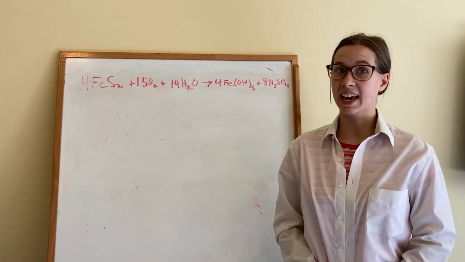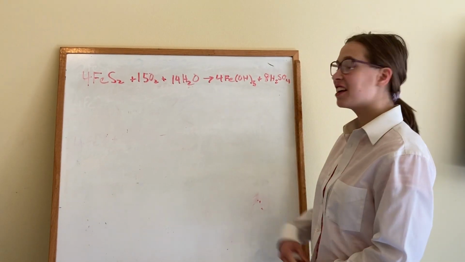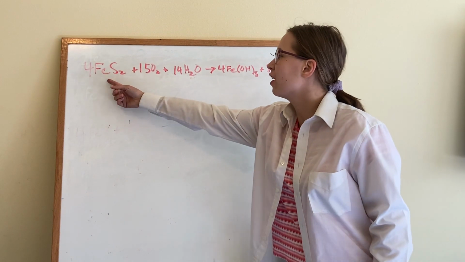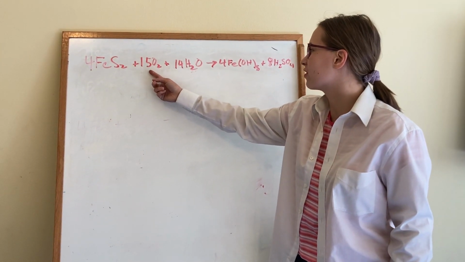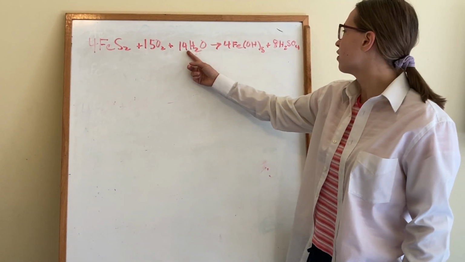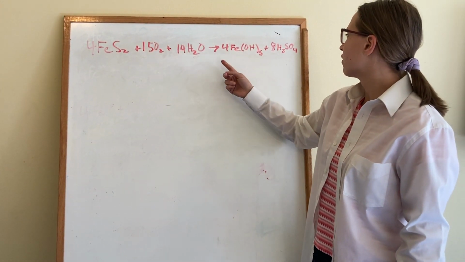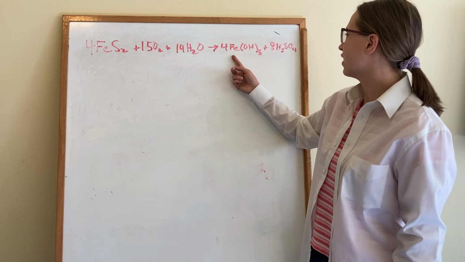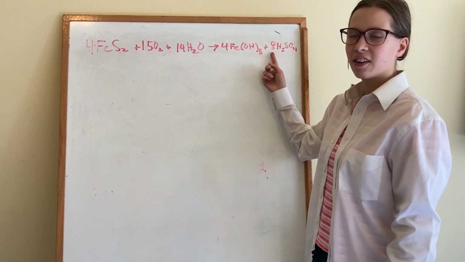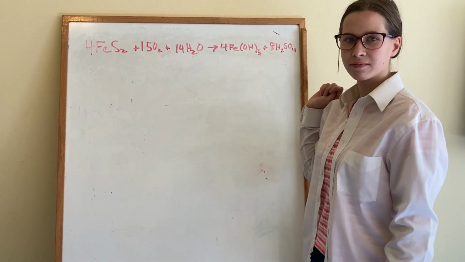Wow! Yeah, I know it's a lot. So here is a summary reaction. For every 4 pyrite, 15 oxygen molecules, and 14 water molecules, we produce 4 iron 3 hydroxides and 8 sulfuric acids. So, bigger picture, where is AMD created in the mining process?